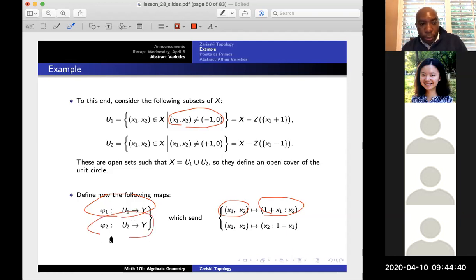Similarly, if I go here to phi2, this is also a well-defined map because I cannot simultaneously have x2 and 1 plus x1 equal to 0. The reason being exactly this here. I'm staying away from that point, so I can't have both x2 equal to 0 and x1 equal to 1. So any questions here on how we define these two maps?